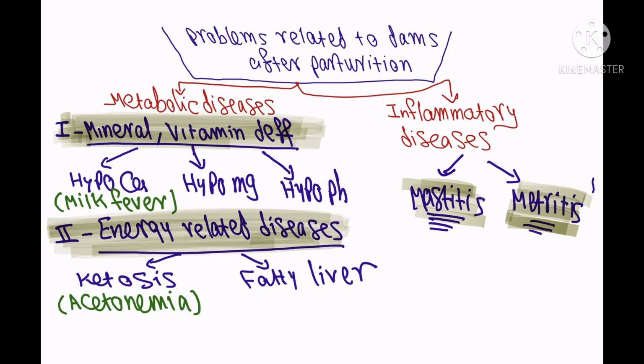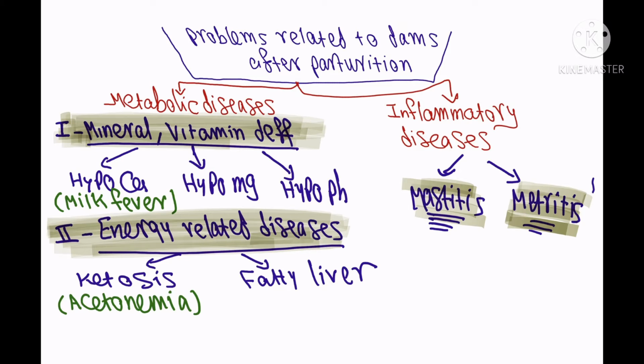The metabolic diseases are either mineral and vitamin deficiencies like hypocalcemia, which is called milk fever, or hypomagnesemia or hypophosphatemia. The second type is energy-related diseases, due to lack or shortage of energy in the animal, either ketosis, which is called acetonemia, or fatty liver.